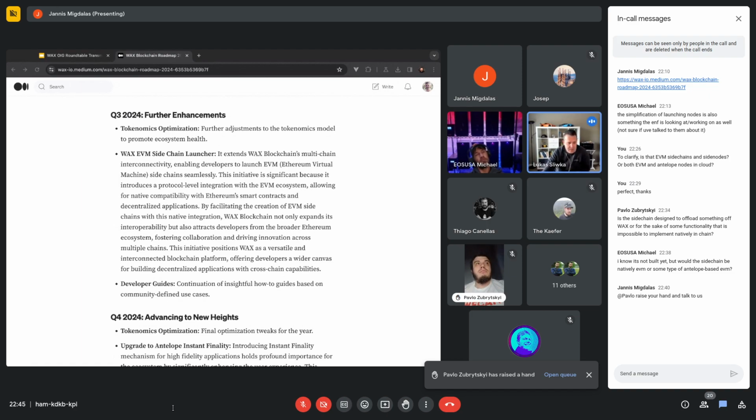So we've been building a lot of different pieces of this puzzle, and now I feel like we have enough Lego blocks to start assembling them in different ways, providing tools to the community, and not only the WAX community but also people from other ecosystems, to experiment with what works.